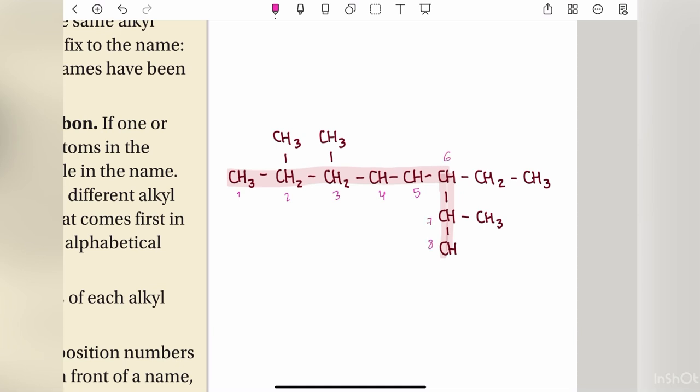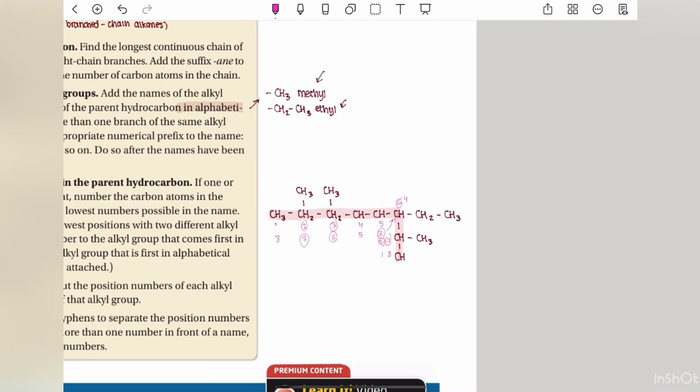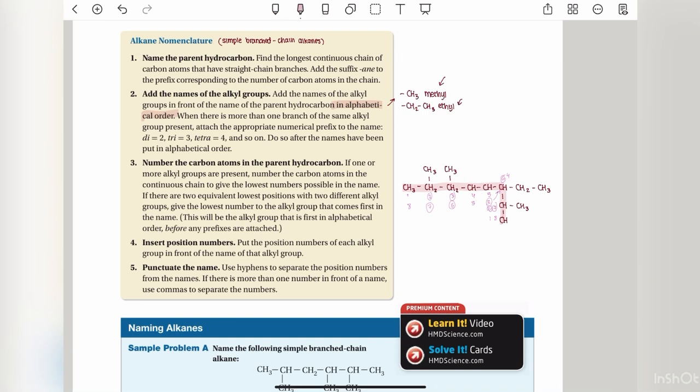So the numbers will be 2, 3, 6, and 7. And if we were to do it in the opposite direction, it would still be the same. 7, 8, 2, and 3. Oopsie. Yeah, 2 and 3. That is why, when there's such an occasion, if there are two equivalent lowest positions with two different alkyl groups, give the lowest number to the alkyl group that comes first in the name.